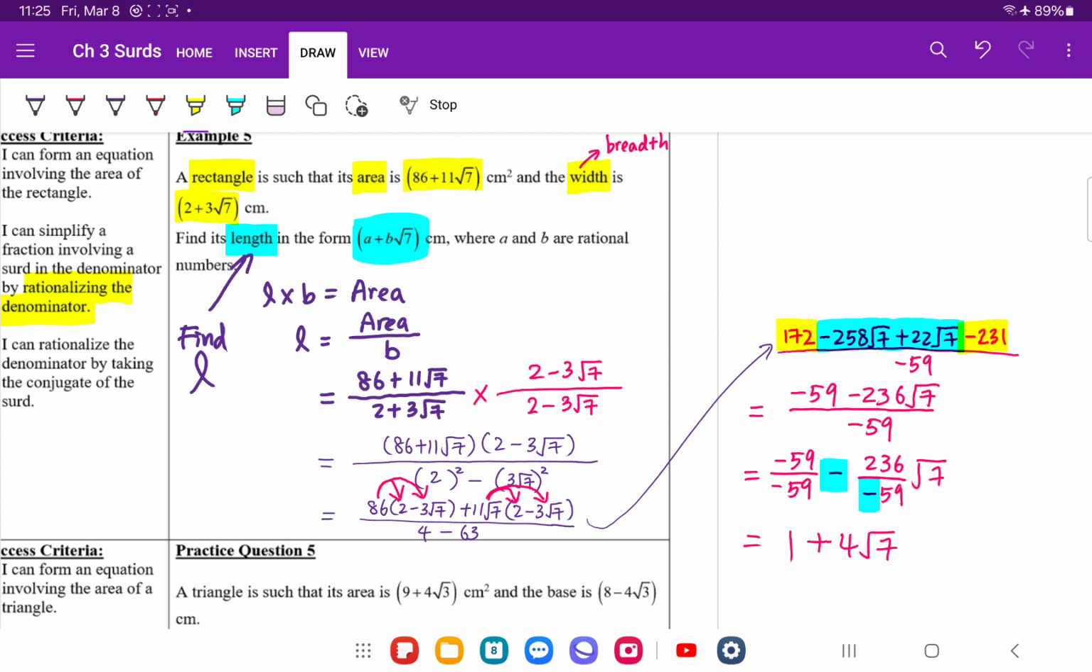Alright? Okay, maybe a final step will be put a bracket and then write the units, centimeters, because it's a word problem. So please write the unit cm. And that's about it. It is the same technique. There's nothing difficult.